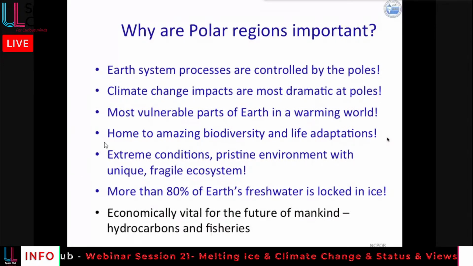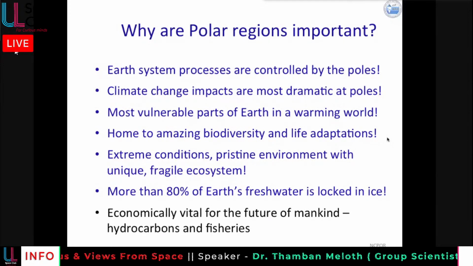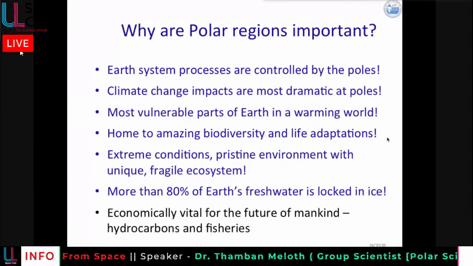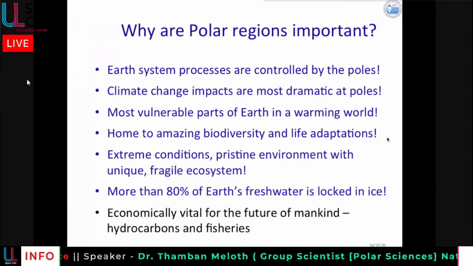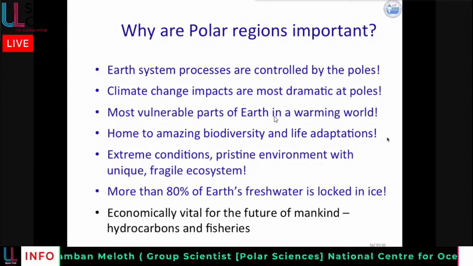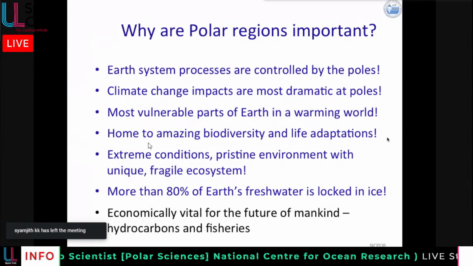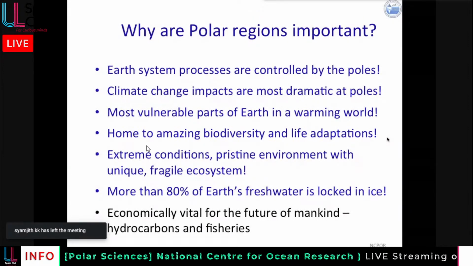And finally, they're economically so vital for the future of mankind, especially the Arctic region, because as the ice is melting, the Arctic Ocean is becoming available for people to explore for hydrocarbons and fisheries, which at the moment does not exist much. They have started already. In fact, ice is already melting. Therefore, explorations have already started, and it's going to be much higher.